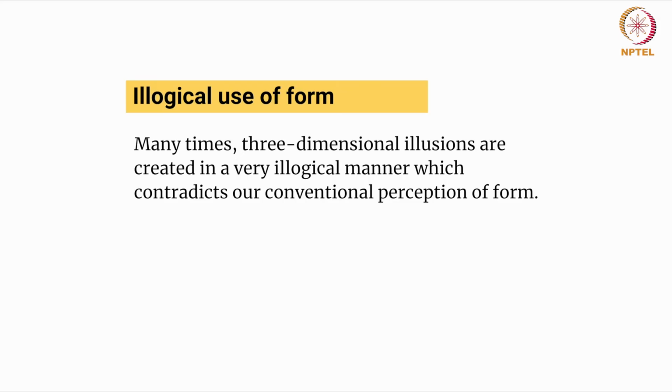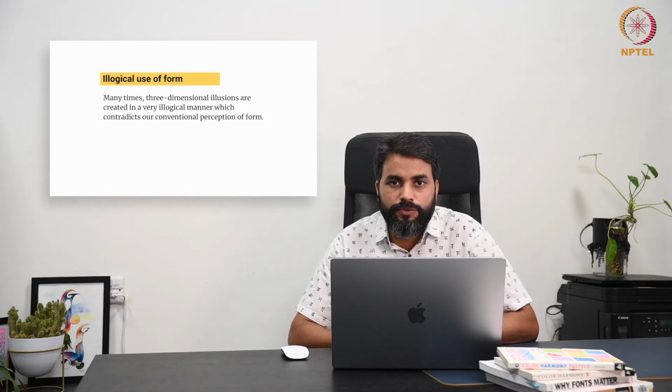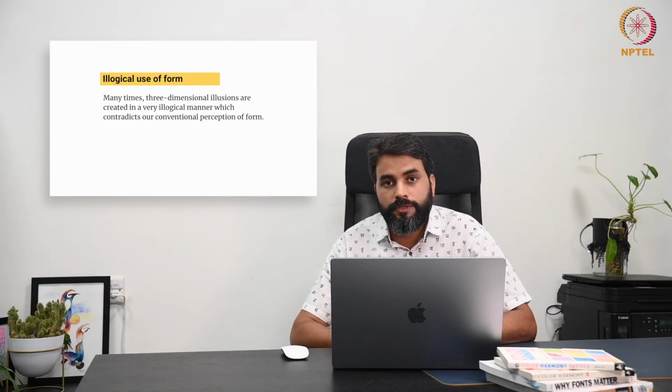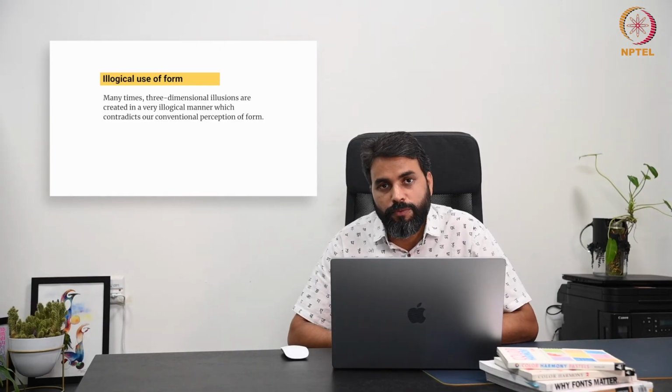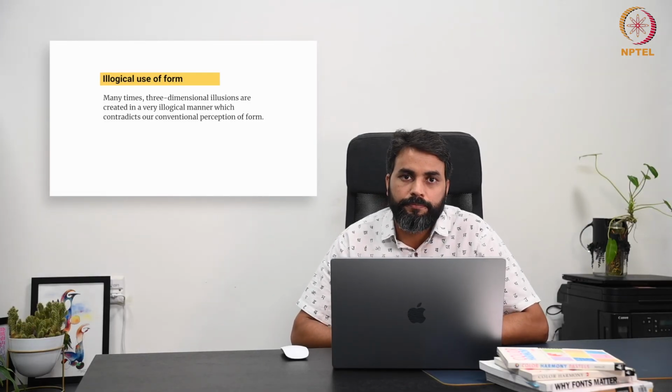So now many times three-dimensional illusions are created in a very illogical manner, which contradicts our conventional perception of form, and thus in most of the cases helps in creating powerful impact. And these things are called illogical use of form, which in actual is not possible, but when you create this complex form, it creates a lot of impact, very powerful impact on the viewer or user.